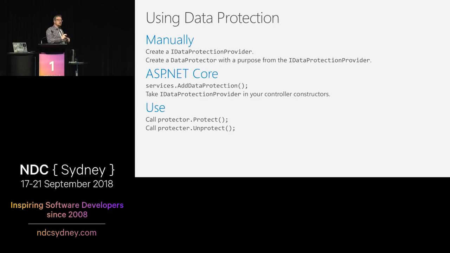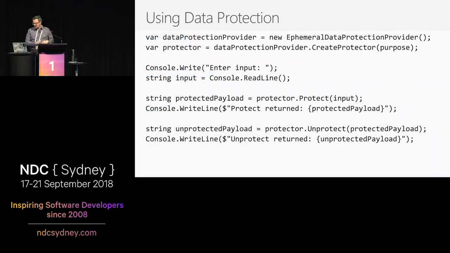No? Oh, okay. So we don't ever delete keys anymore. The key ring just grows bigger and bigger and bigger, but it's tiny anyway. Stick it in blob storage, you're good. It'll cost you maybe 1 to 2 cents every month. You can use it manually, like I say. You just create a data protector from it with a purpose, and you just call protect and unprotect, and it will use the key rings.